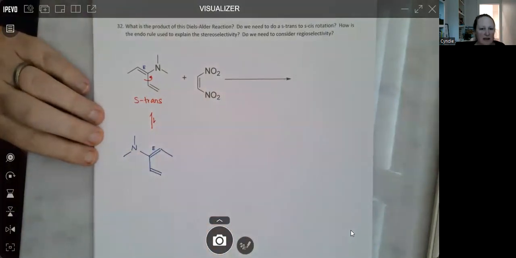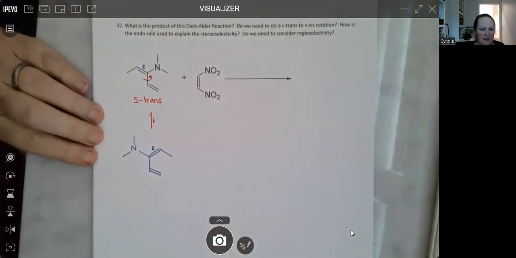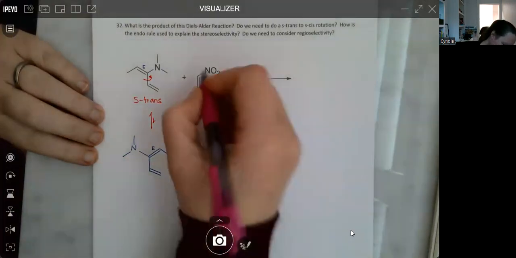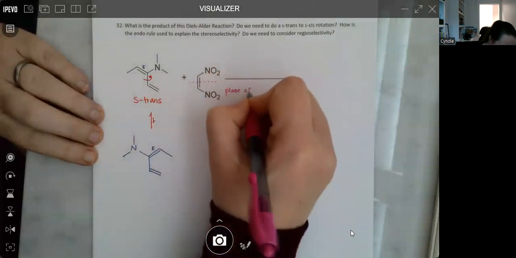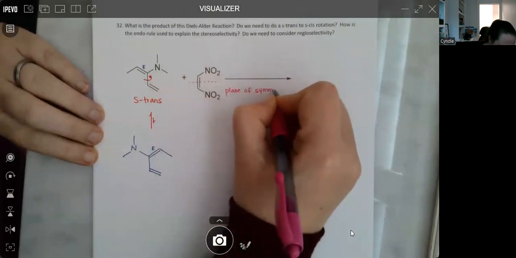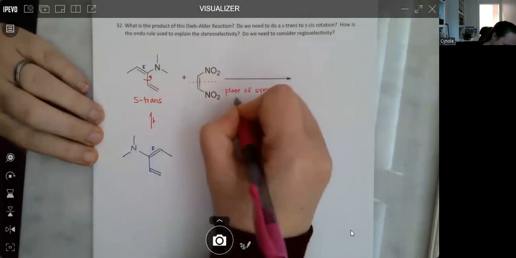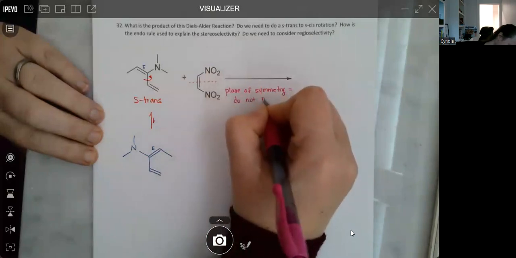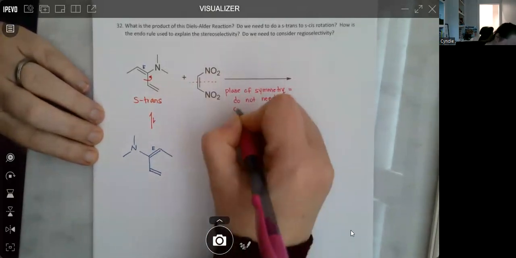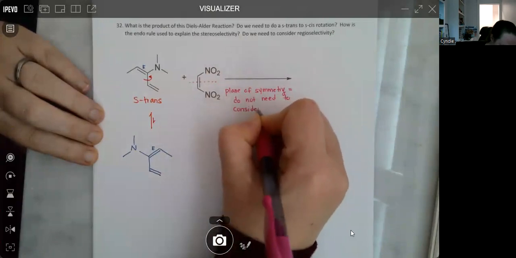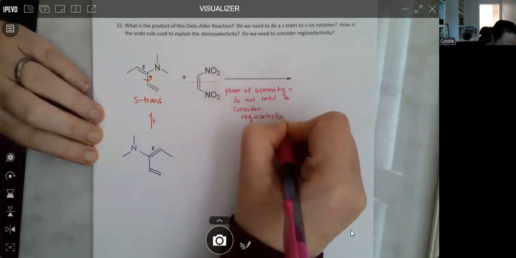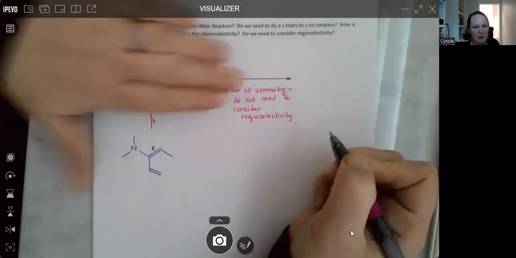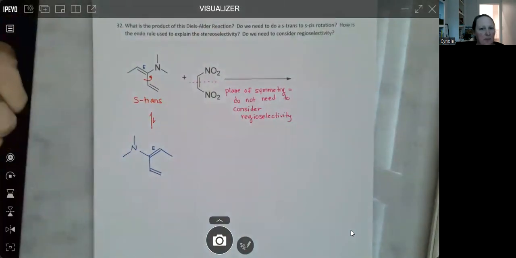So now that we have done that, we want to ask ourselves, do we need to consider regioselectivity? And the answer is no, because there's a plane of symmetry here. So that means we do not need to consider regioselectivity, because if you flip it over and it approaches, it's going to form the same thing.